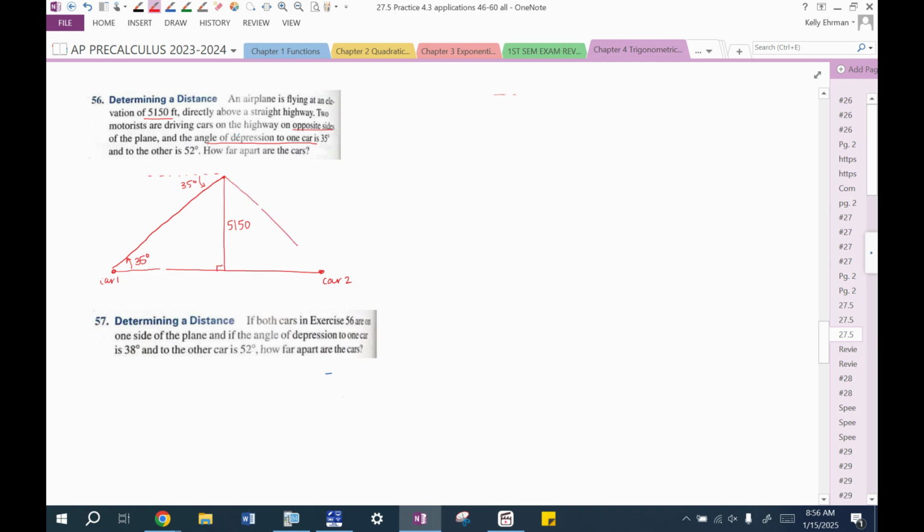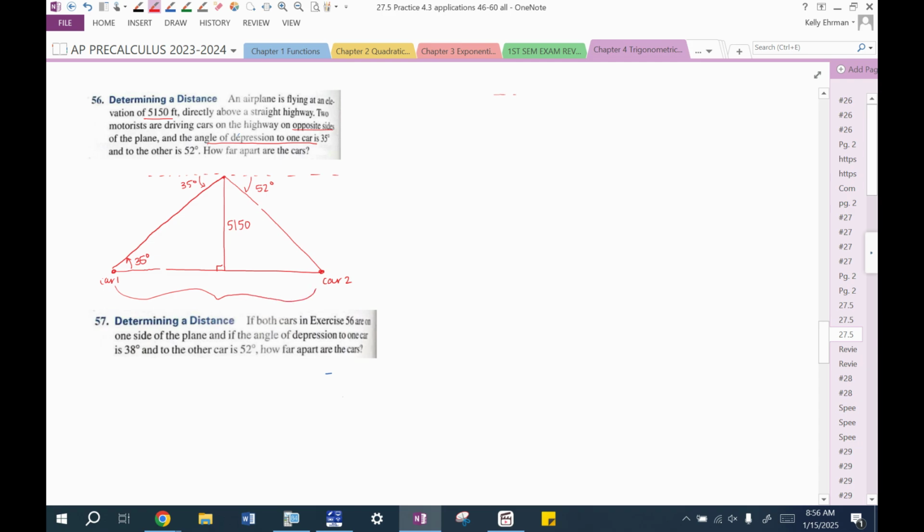Now, I didn't really draw anything to scale. So my car that has a smaller angle of depression should be farther out. Like you don't have to tilt your head as far to see how far out that car is. This one you have to look down farther because it's closer to you. I'm not worried about scale so much, but just FYI. How far apart are the cars? So what is this distance between the two cars?